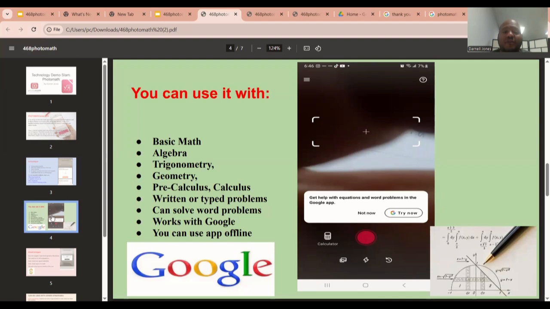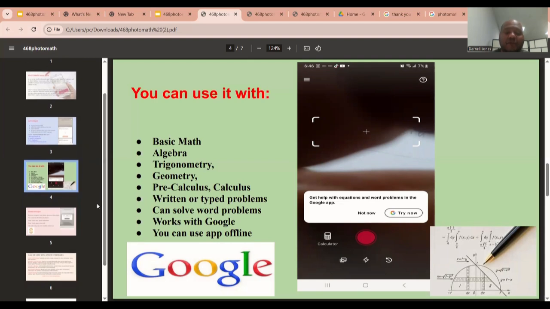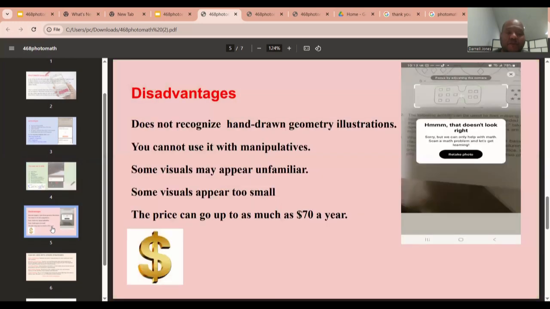You can use it with basic math, algebra, trigonometry, geometry, pre-calculus, calculus, written or typed problems. You can solve word problems. You can even use it with Google. And if your internet does not work, you can use it offline. I think that's a really good feature because sometimes, when a student might be in class, you might lose internet service or something. And I think that's a really good feature.